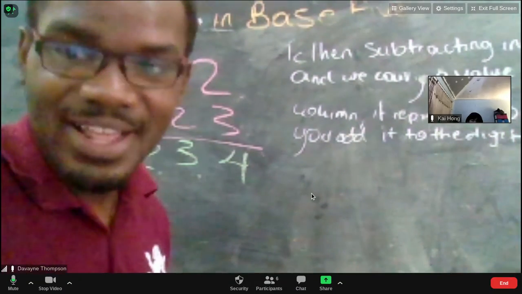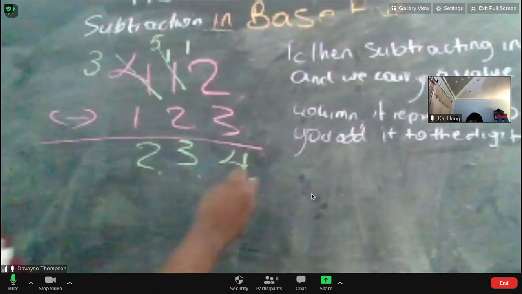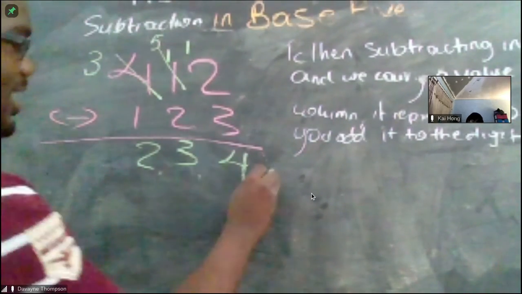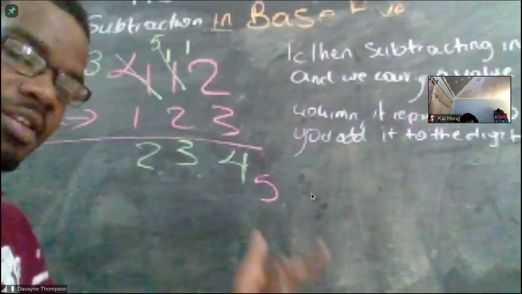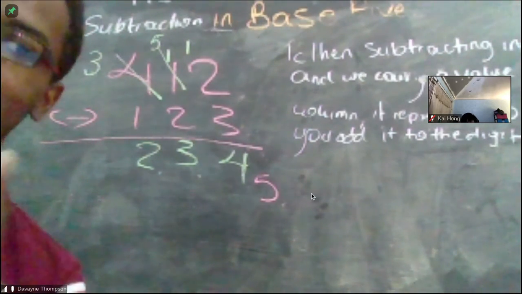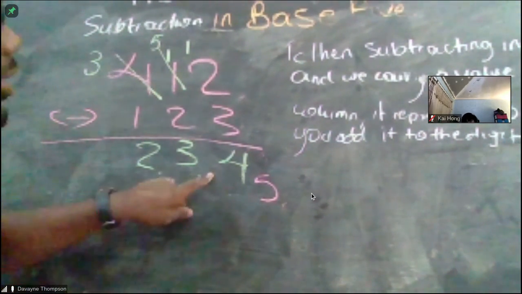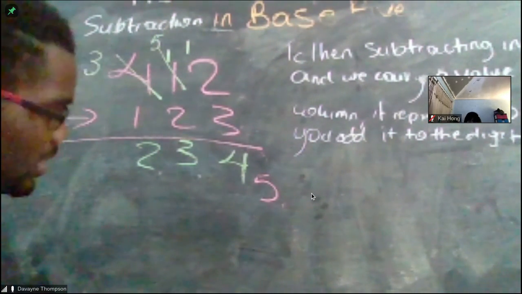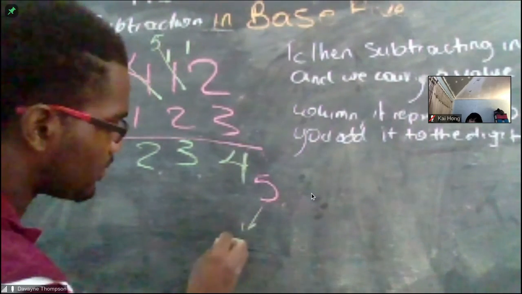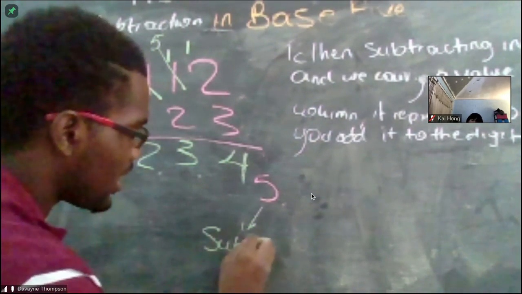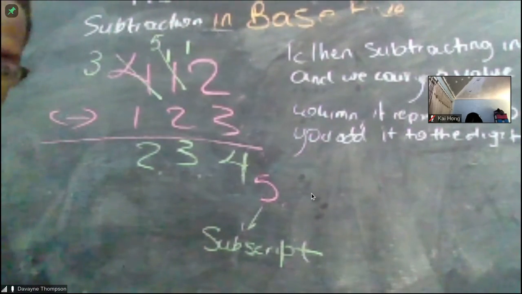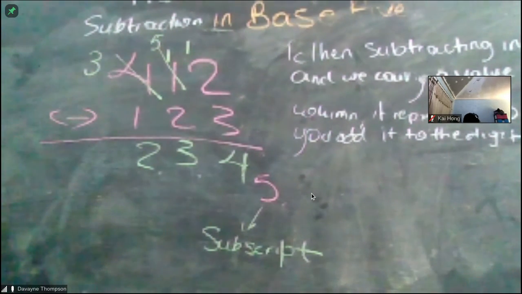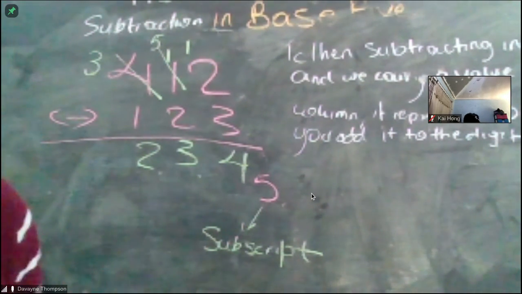Base 5, so there we go. I was just about to ask you, Kai. Our answer is not 234, because that would have been base 10. Rather, it is 234 with a subscript. Put that for me. This is called a subscript. Subscript 5. Alright? That's the end of the work today.